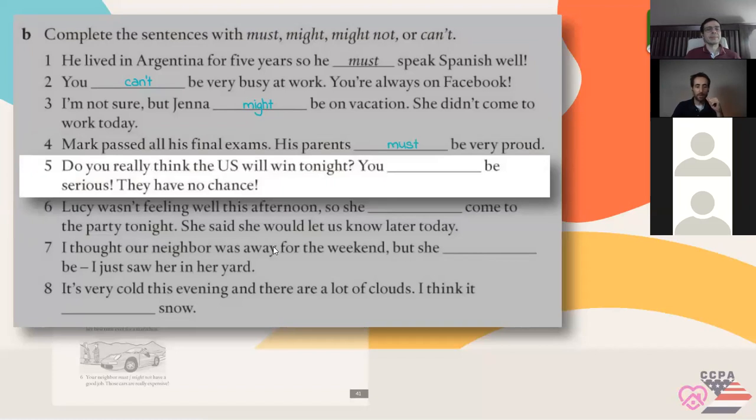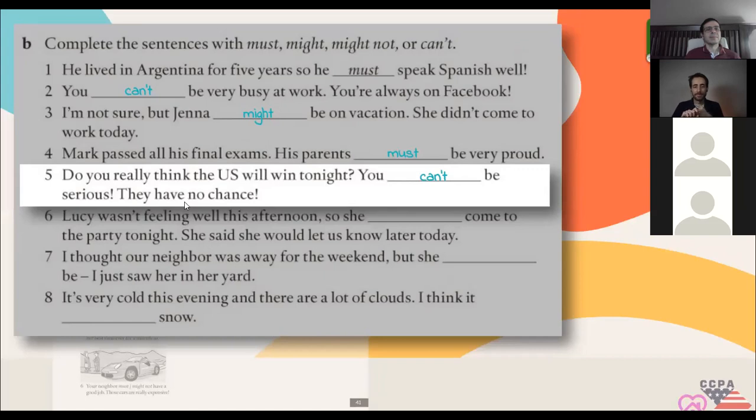Santiago, please help us with number 5. Do you really think the US will win tonight? You can't be serious. They have no chance. What sport do you think they might be talking about? Maybe soccer, right? Maybe soccer because the US is not particularly famous in soccer, let's say. So maybe they're talking about soccer. Exactly. Thank you very much.